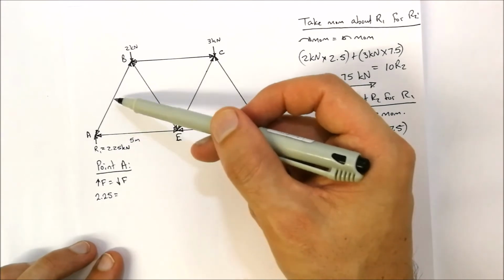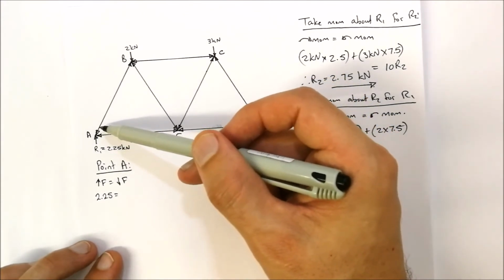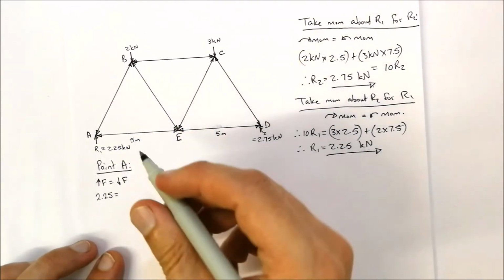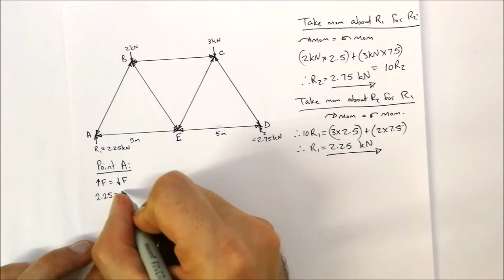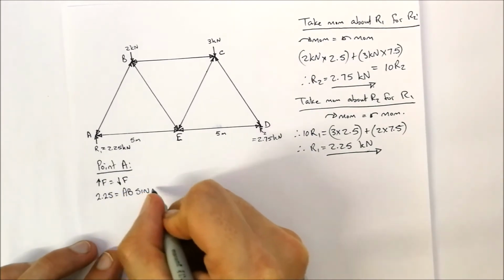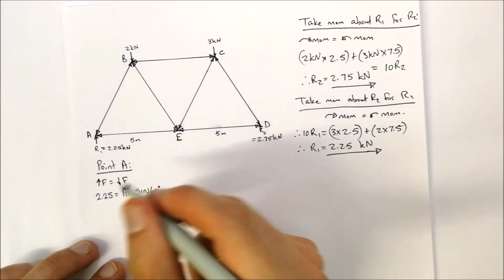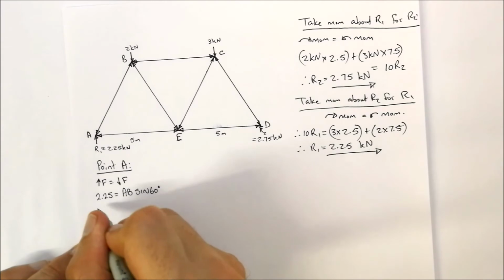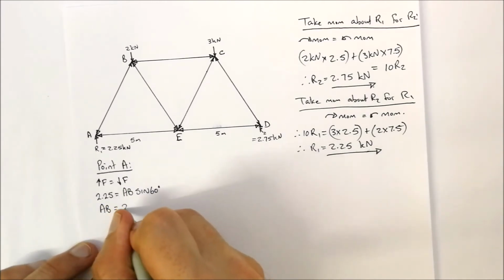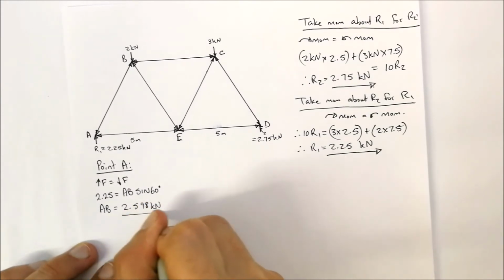So remember, when we look at vertical directions, it's that force multiplied by sine of theta. We know these are all 60 degrees. So that would be AB sine 60 degrees. We use that, make AB the subject of the formula, and we get that AB is equal to 2.598 kilonewtons.